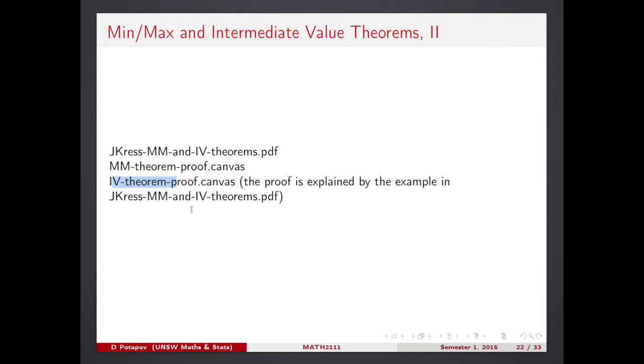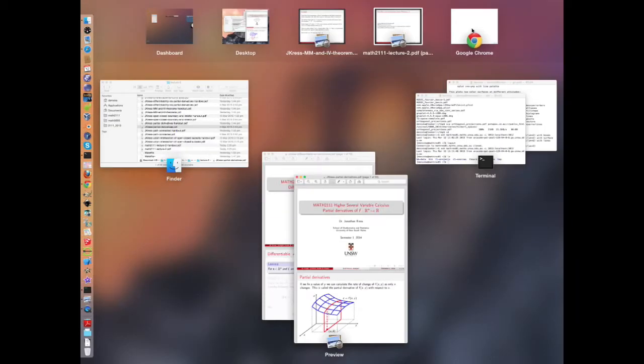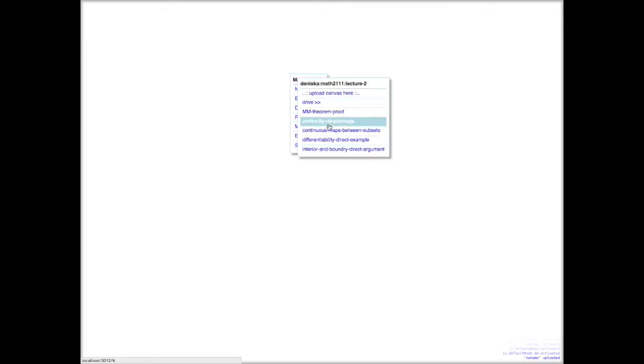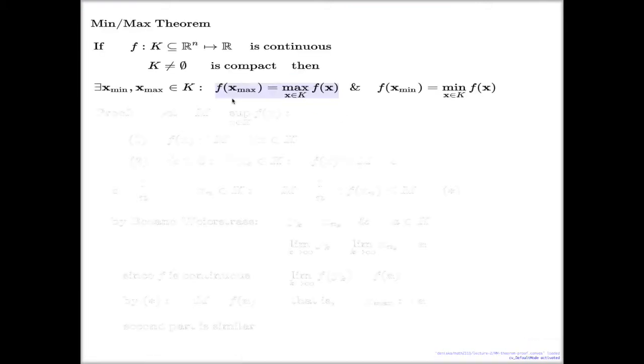As for the MM theorem, the min-max theorem, I'll show you the proof. It's a very nice short proof. Basically, Bolzano-Weierstrass from yesterday does the job there, and it's a nice proof. Look at this. So here's my min-max theorem.